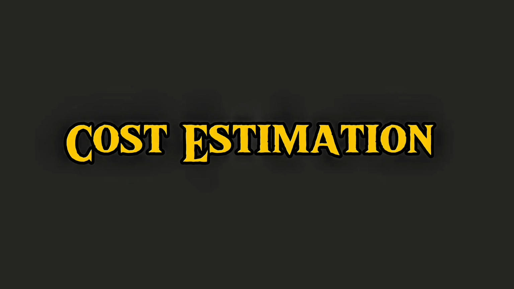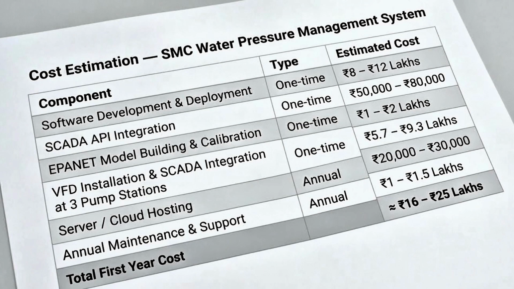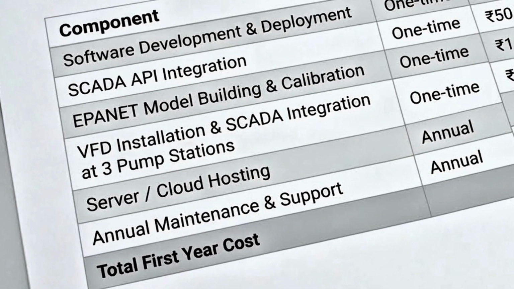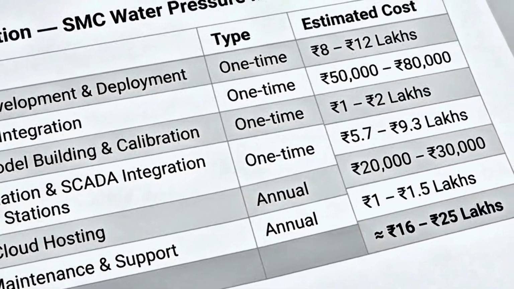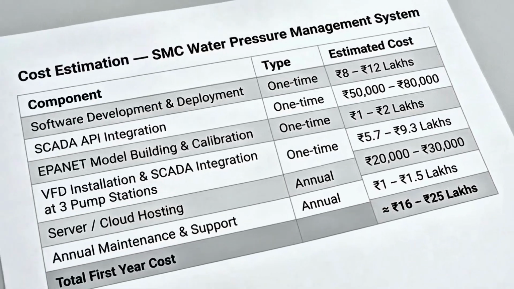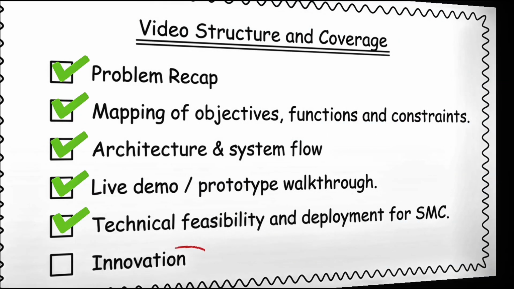Now let's move to the cost estimation for implementing this system. The overall cost includes software development, SCADA integration, EPANET modeling, dashboard development, deployment, and VFD installation. This is a one-time implementation with scalable expansion, ensuring long-term operational saving and efficiency. Now let's move to the innovation part of our system.